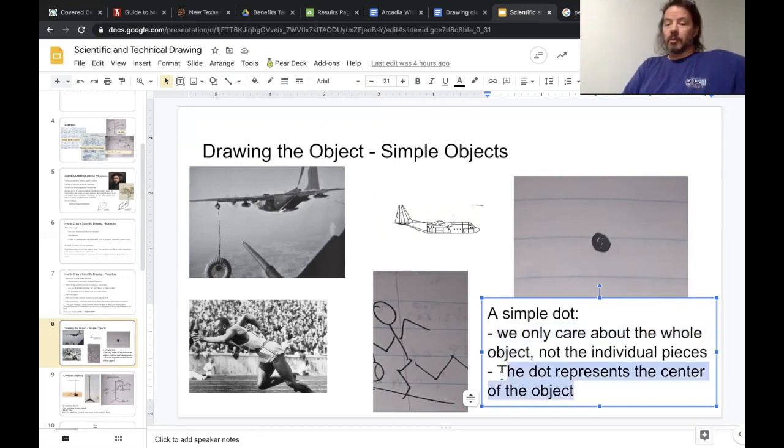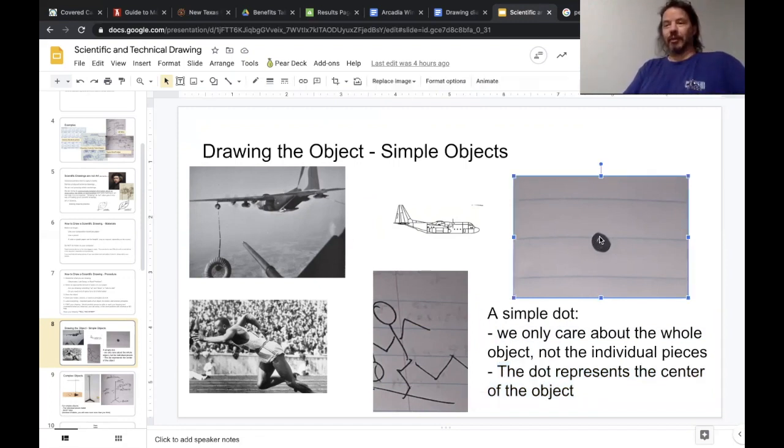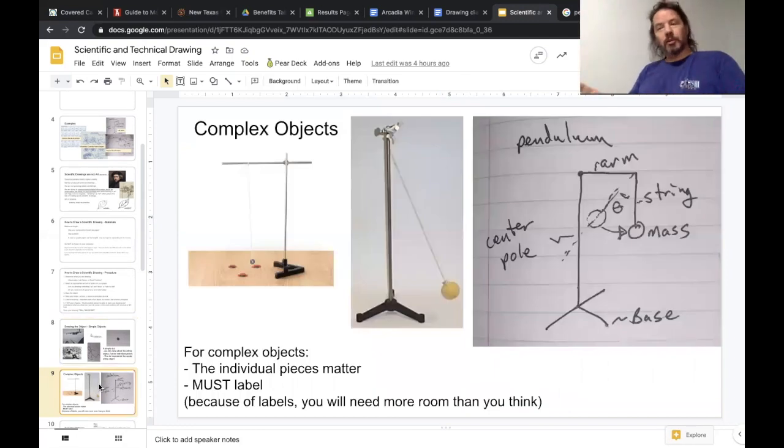Now the dot does represent the center of the object. So if forces start applying outside of the center of the object, then we might need to go back to a more complex drawing. But for this class, a dot is a dot. A dot is nearly everything. However, in some of our observational drawings and our lab drawings, we are going to want to draw the individual pieces. The secret to this is label them. This is important when we do care about the pieces. We do care about what Jesse Owens's arms are doing.